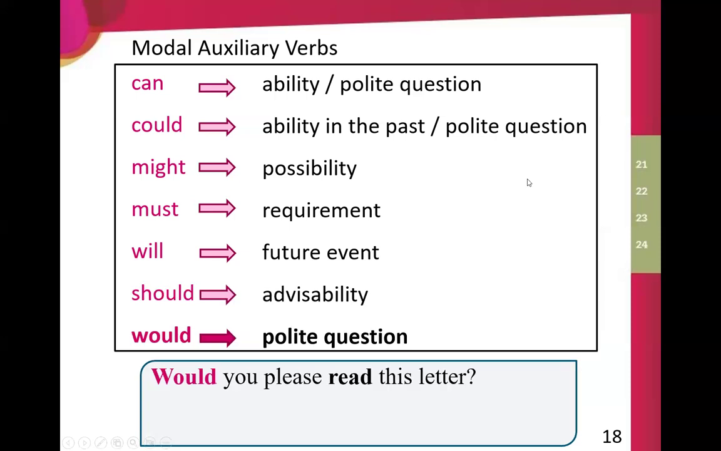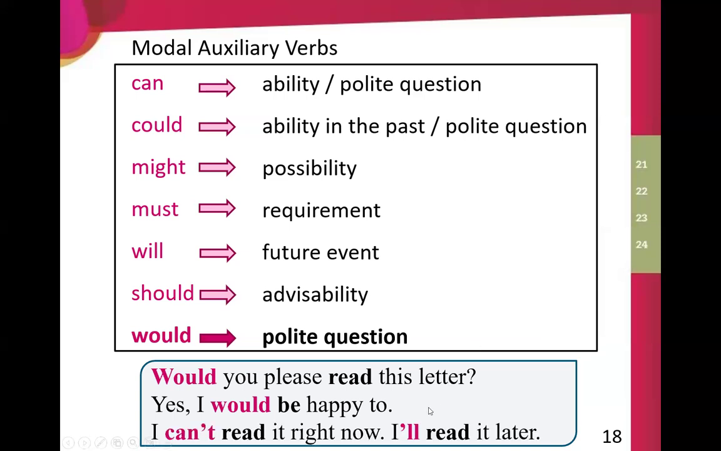Would also gives the meaning of a polite question, as could. Like here, would you please read this letter? Yes, I would be happy to do that and so on. I can't read it right now. You can say that I'll read it later. So will here gives the future meaning or future event. I'll read that in the future. And it can give you the meaning of ability in this situation.